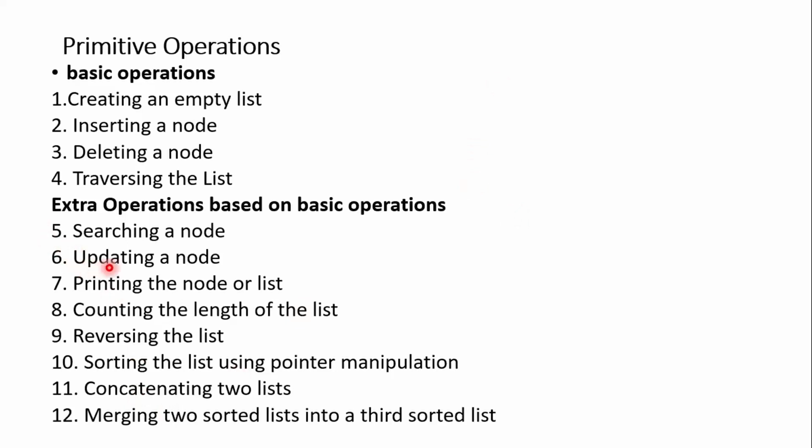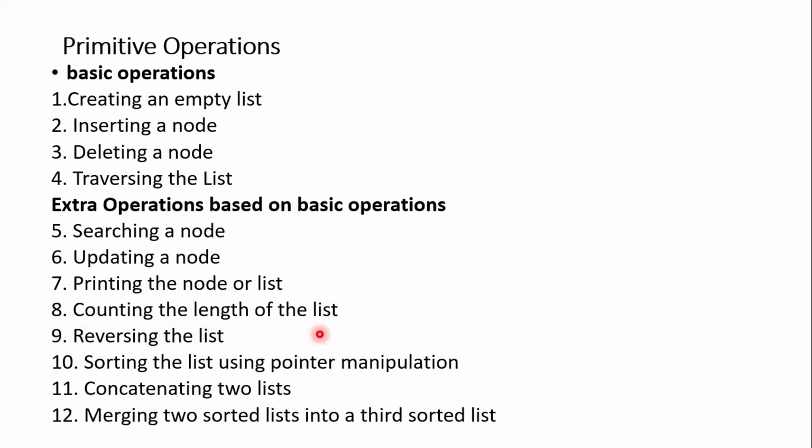Next, updating a node. You want to update the information or data which is present in the node. You want to change it. Then you can update the node. Next, printing the node or list. You can print only one node or all the nodes which are present in the list. Next, counting the length of the list.